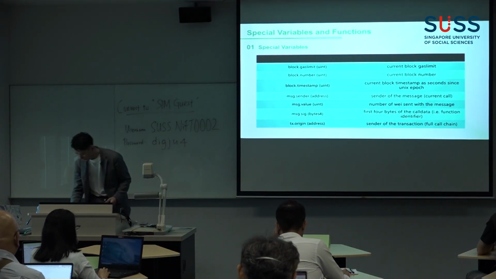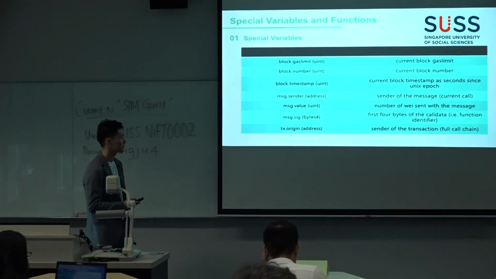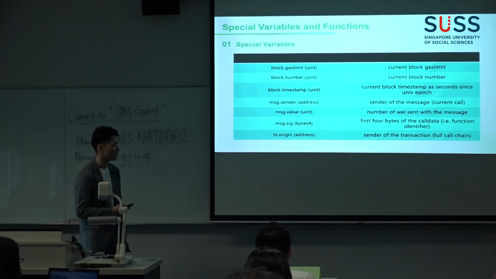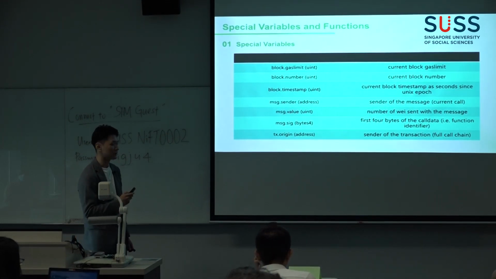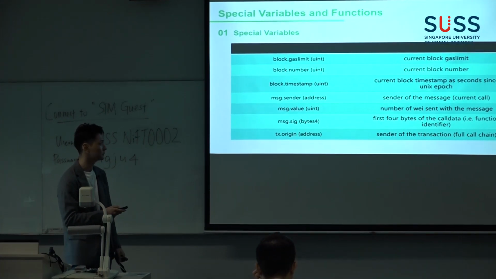Okay. The next one is tx.origin. tx.origin is the originator of the transaction. It trickles down to the bottom of the full call chain. That means it's always an EOA address, not a smart contract. So we have to be careful with the difference between message.sender and tx.origin.